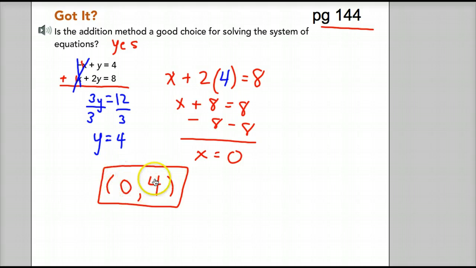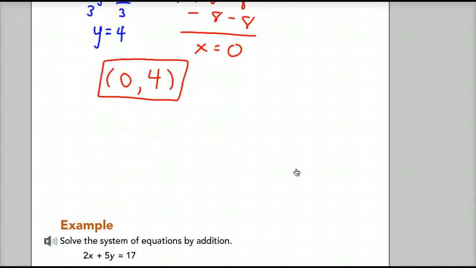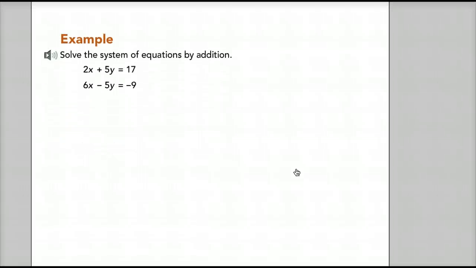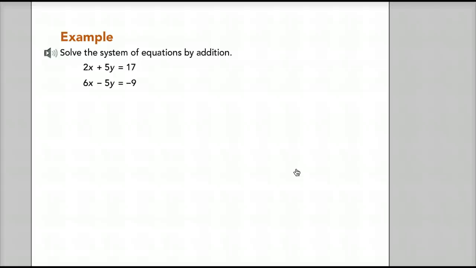So again, (0, 4) is where these two lines will intersect if we were to graph them on a coordinate plane. Alright, next example. We're still on page 144. It says solve the systems of equations by addition. So we want to make sure, just like yesterday, our x's are lined up, our y's are lined up, there's an equal sign here, and there's a number here. We put our addition sign, and we're solving a big old equation.